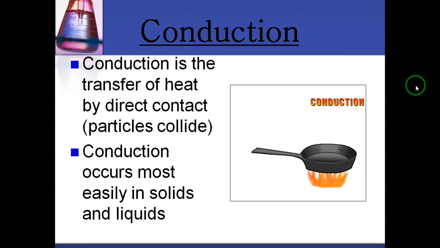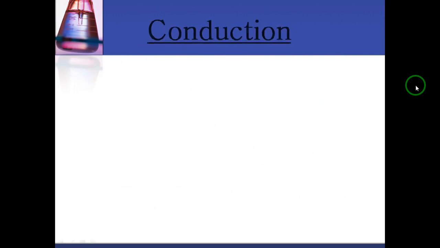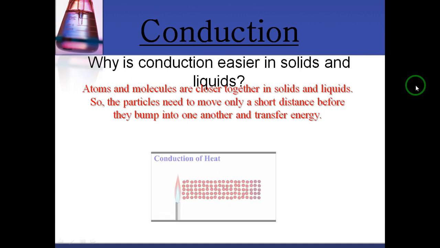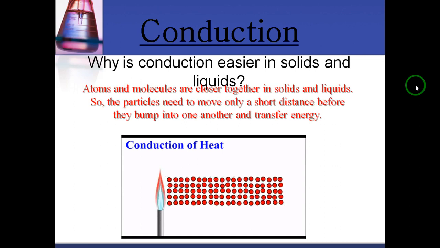Conduction occurs most easily in solids and liquids. If you can see the diagram on your left hand side, this is an example of conduction: a hot pan on a hob. Why is conduction easier in solids and liquids? Atoms and molecules are closer together in solids and liquids, so the particles need to move only a short distance before they bump into one another and transfer energy.